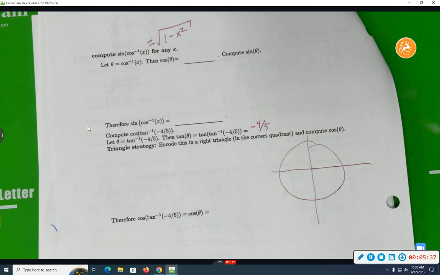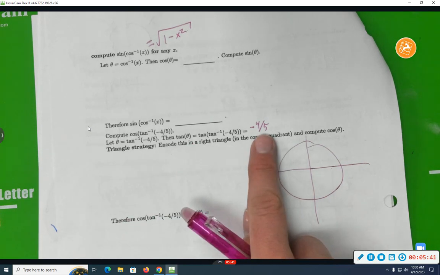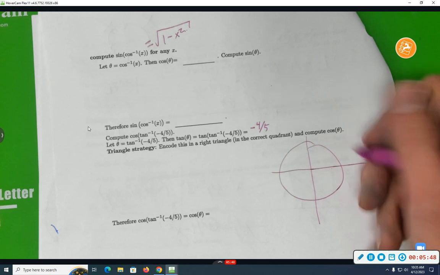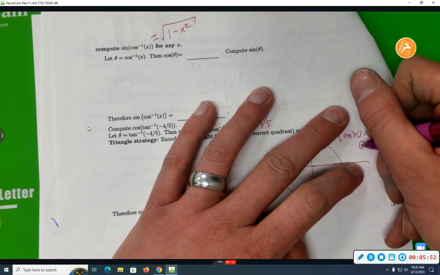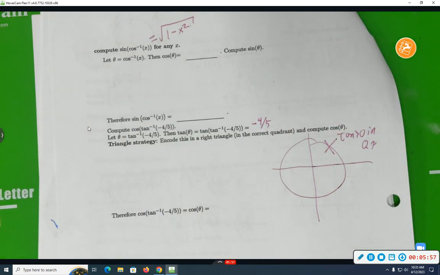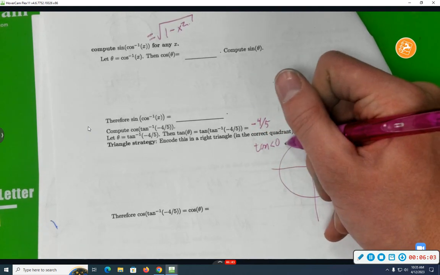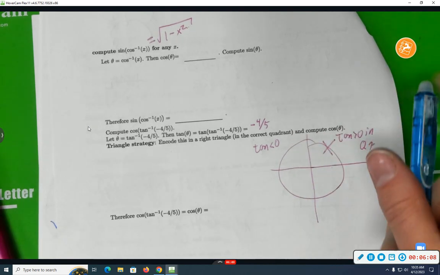What quadrant is this angle in? So if tangent is negative, because it's negative 4 over 5, could this angle possibly be in quadrant 1? No. Tangent is positive in quadrant 1. Tangent is bigger than 0 in quadrant 1. This angle could not be in quadrant 1. Could this angle possibly be in quadrant 2? So it could be in quadrant 2. Maybe I'll highlight that with blue because it's possible.